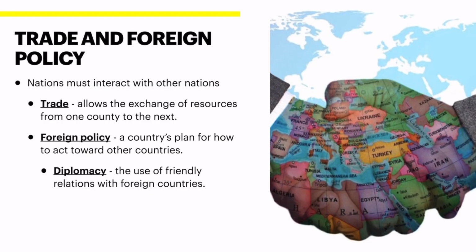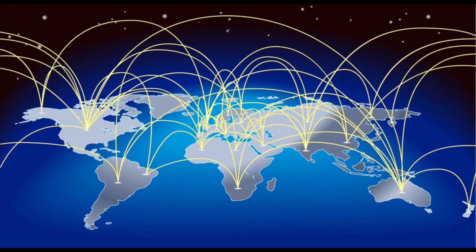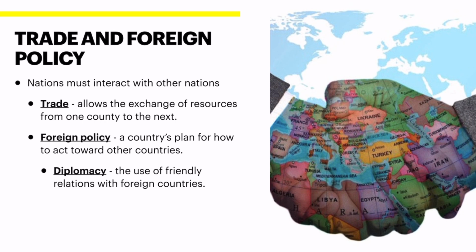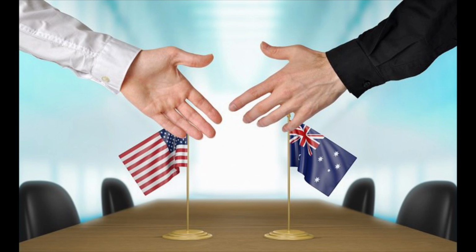Sovereign nations rule independently, but they interact with other nations. One way that they interact is through trade. Different nations have different resources. Trade allows nations to exchange goods that they have or that they can make for those that they are lacking. Another way that nations interact is called foreign policy. Foreign policy is a nation's plan for how to act toward other countries.